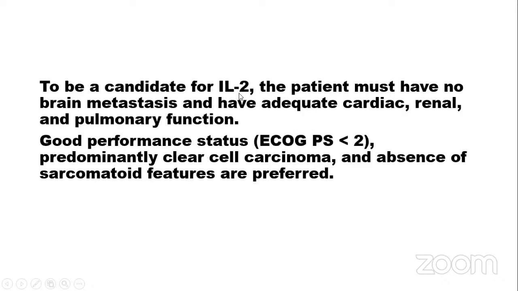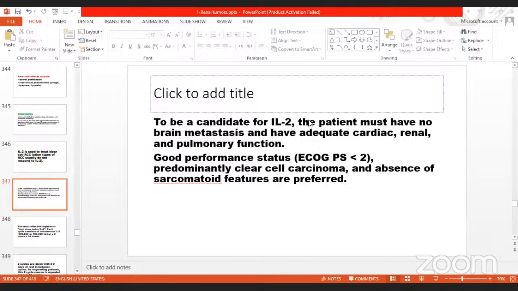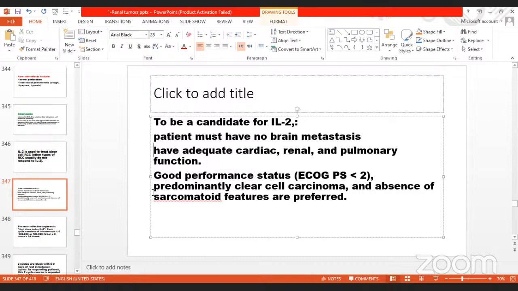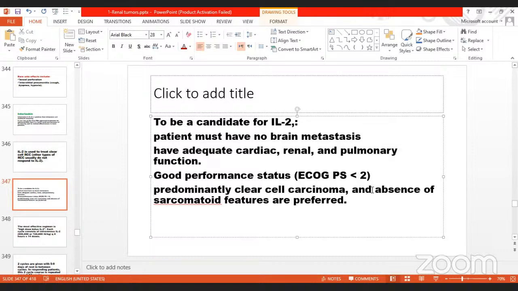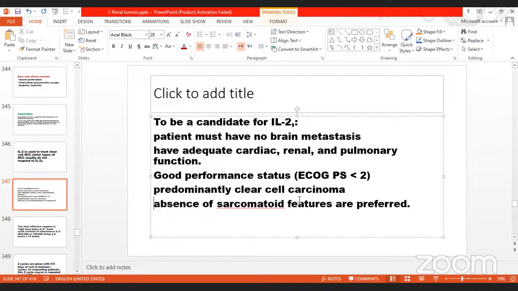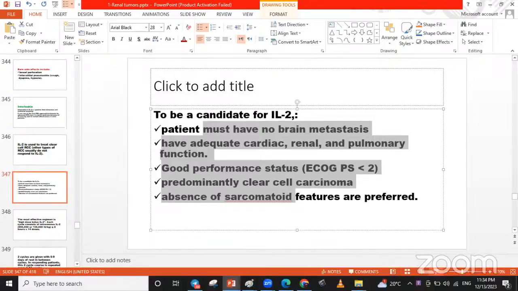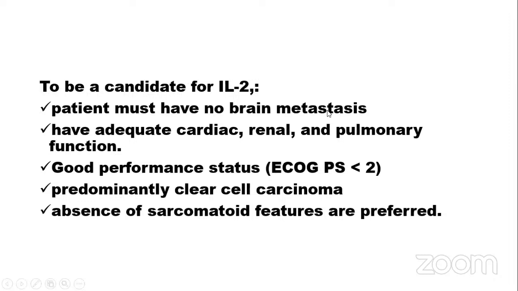So this is a candidate for interleukin-2: the patient has no brain mets, has adequate cardiac, renal, and pulmonary function, has good performance status, ECOG less than 2, has predominantly clear cell carcinoma, and an absence of sarcomatoid features. All those are favorable for interleukin-2.